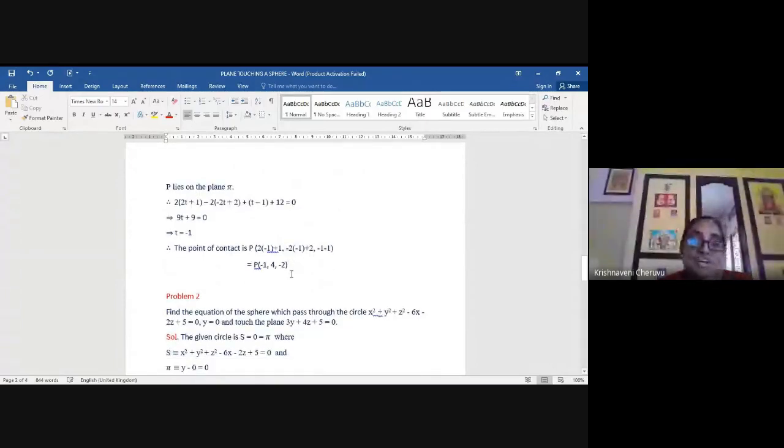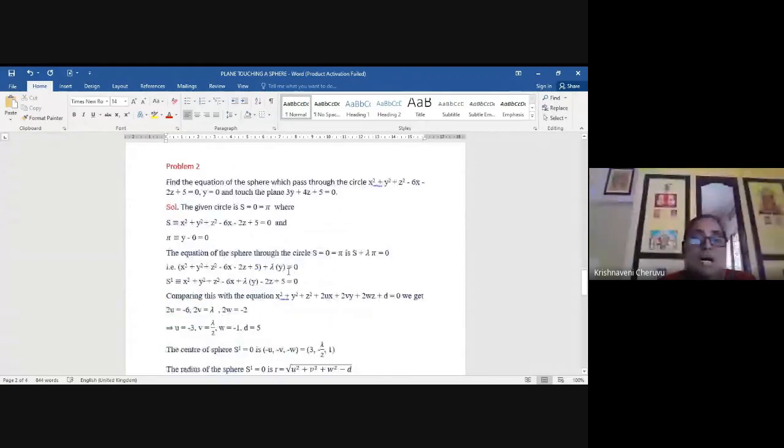Let us see the second question. Here we have to find the equation of the sphere. How is this sphere? This sphere is passing through the circle. I told you, circle means it is the intersection of a sphere and a plane. A plane section of a sphere would be a circle. So he asked you to find the sphere which passes through this circle. Circle means the intersection of a sphere and a plane, and moreover, which is touching the plane.